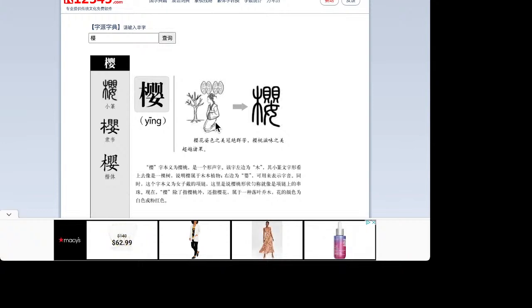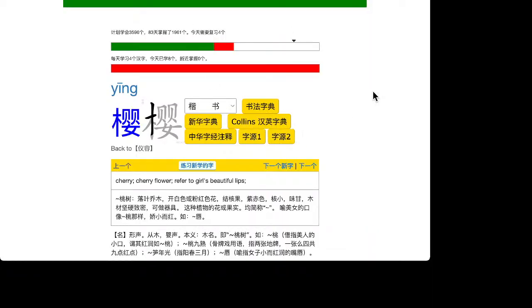Ying refers to cherries. So cherries the fruit, or cherries the tree, or cherry the wood. Just anything that comes from that tree, or the flower too. Cherries, cherry blossoms, cherry trees, any of that stuff.